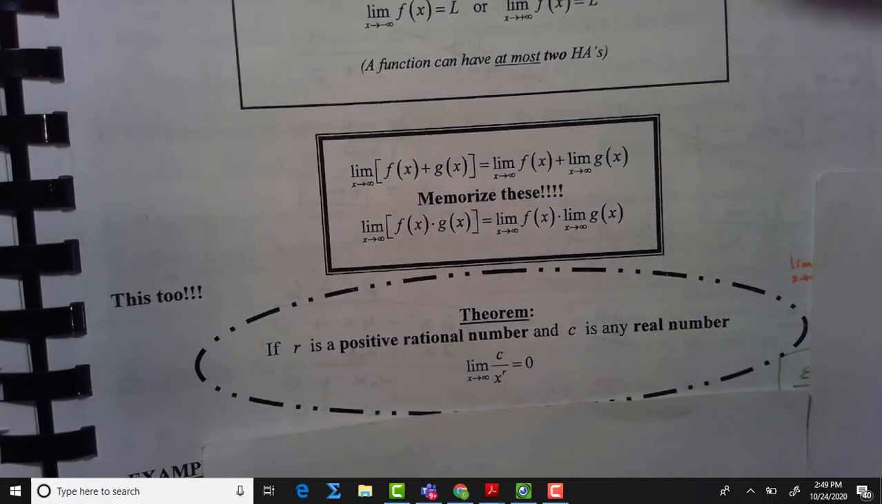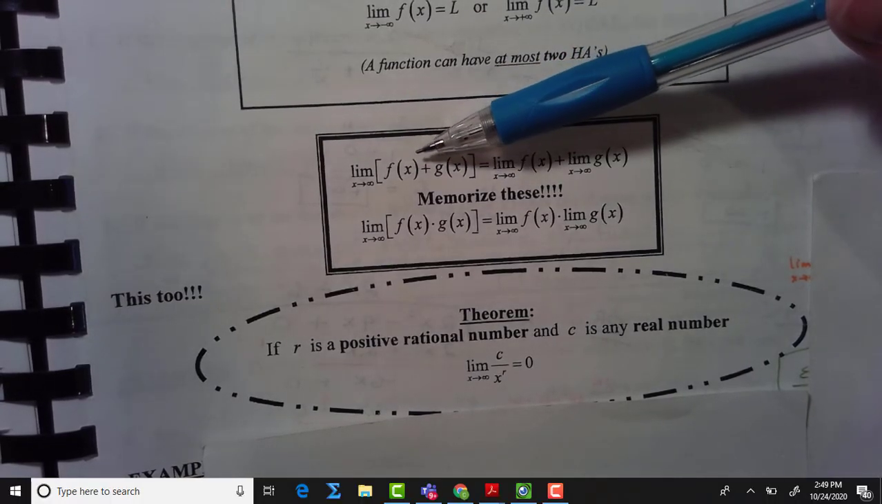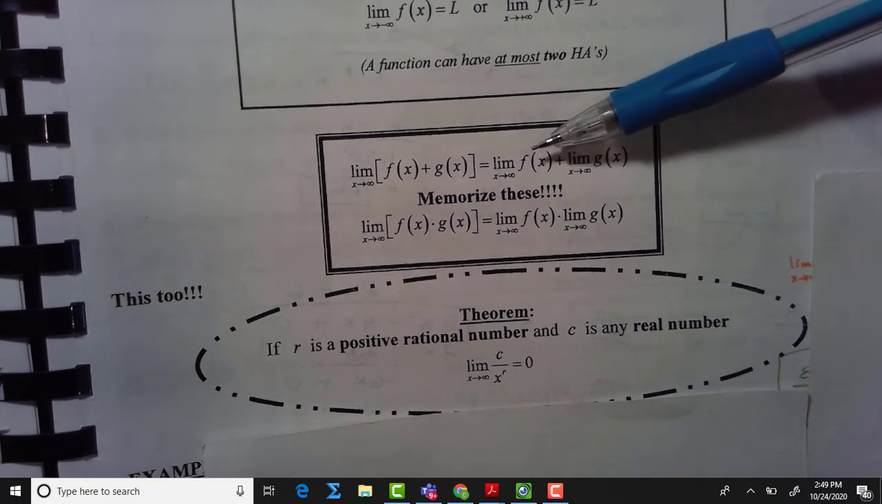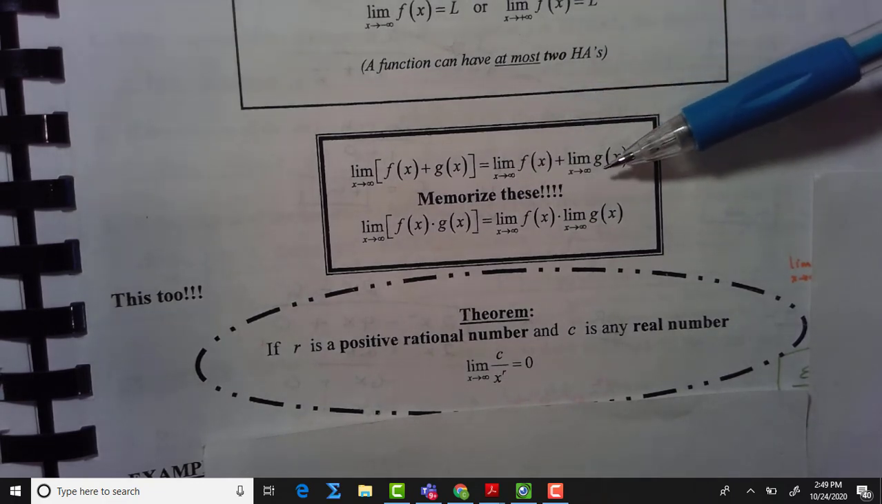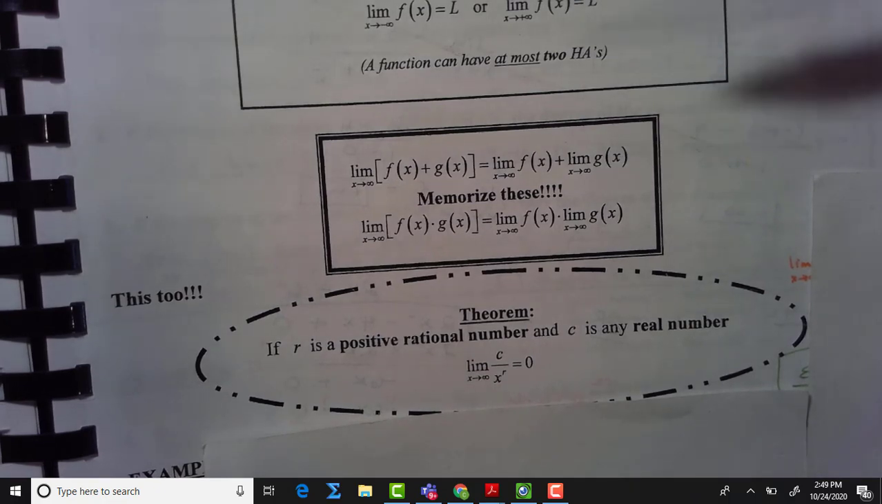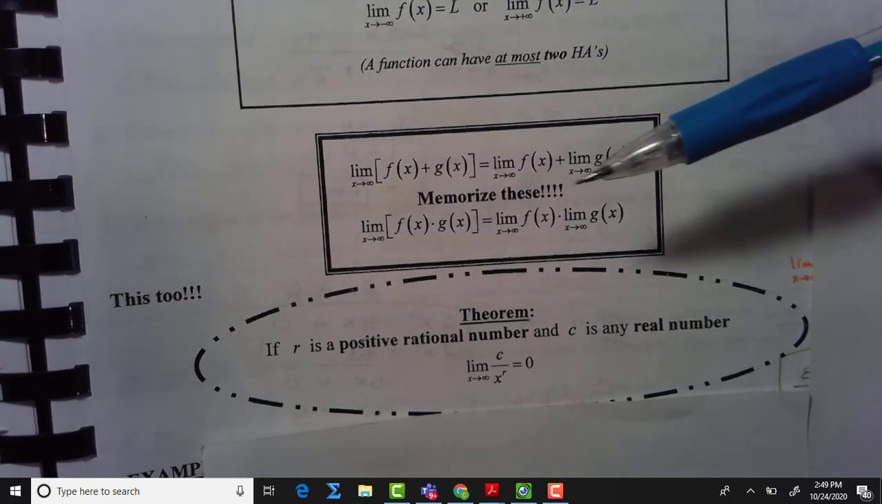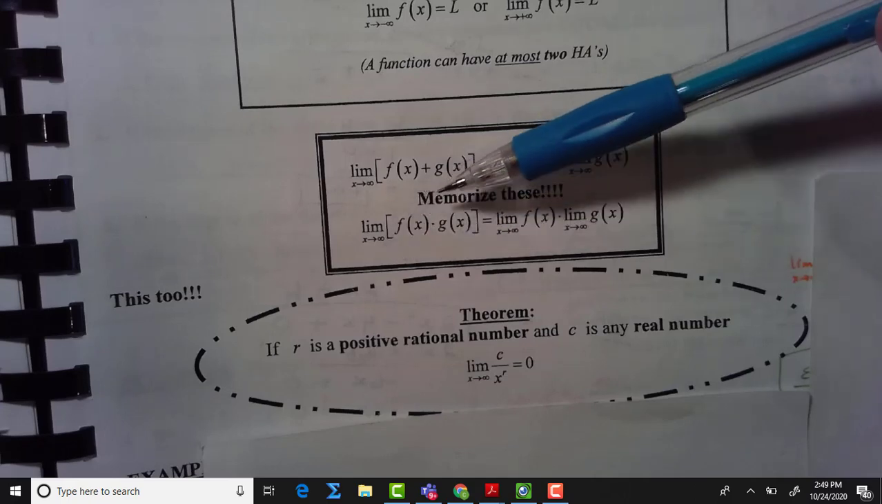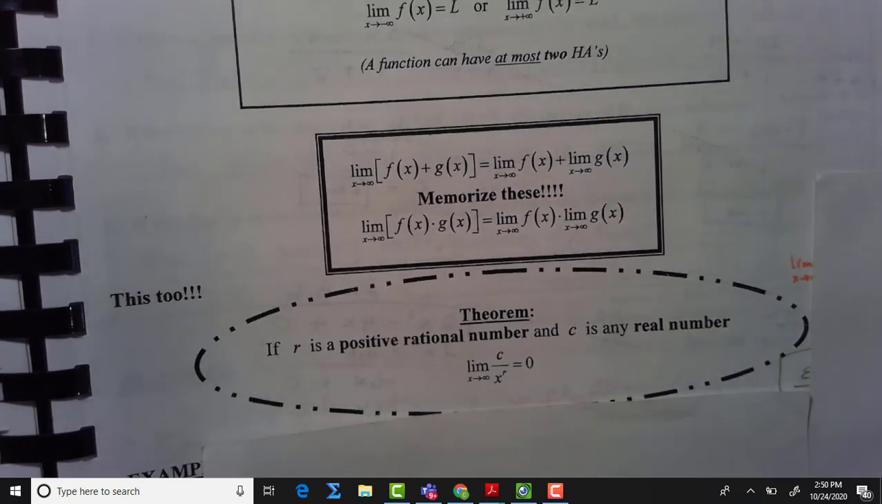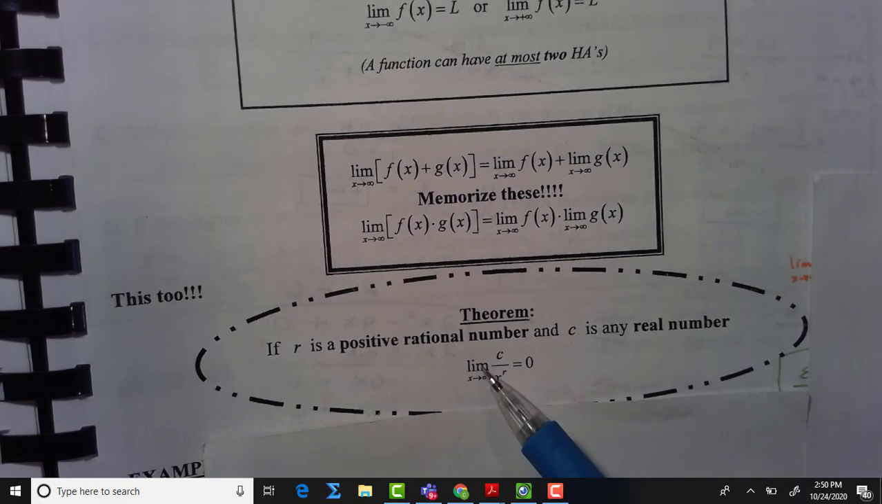So as x approaches infinity, the limit of f of x plus g of x is equal to the limit as x approaches infinity of f plus the limit as x approaches infinity of g. We have a similar rule for the limit as x approaches infinity of our product. Also, theorem: if r is a positive rational number and c is any real number, then the limit as x approaches infinity of c over x to the r is 0.